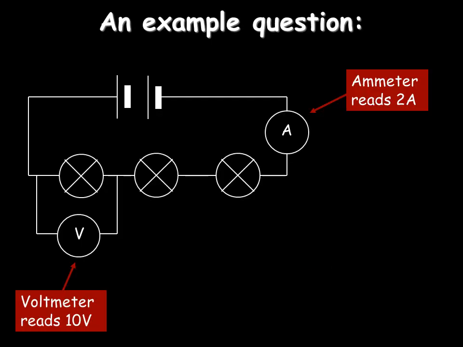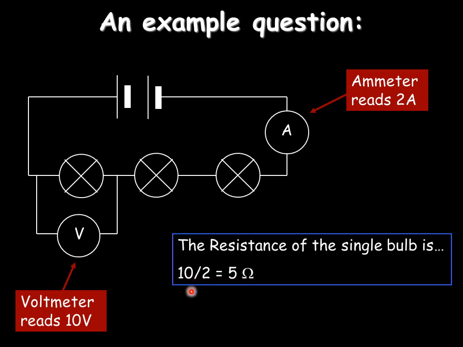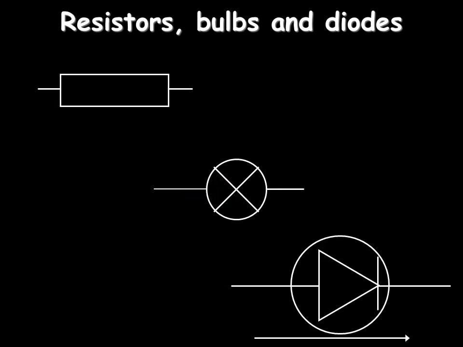So here's an example of an exam question. So if this voltmeter is reading 10 volts and the current in the circuit going around this circuit is 2 amps, then the resistance of this bulb would be 10 volts divided by 2 amps, so that bulb there would be a 5 ohm resistor, and in total you'd be 5 plus 5 plus 5, you'd have a resistance of 15 ohms.